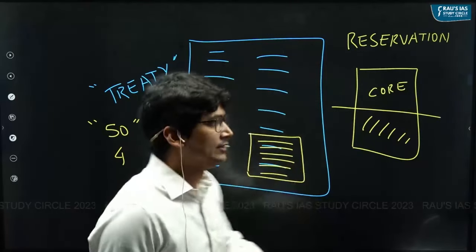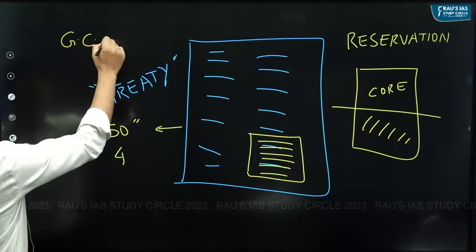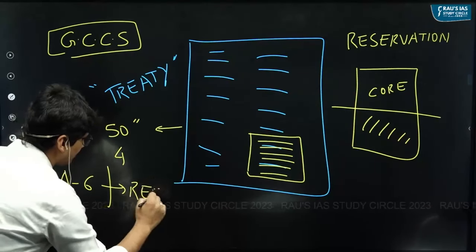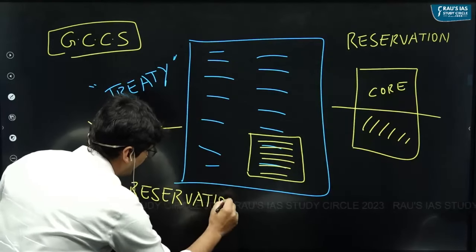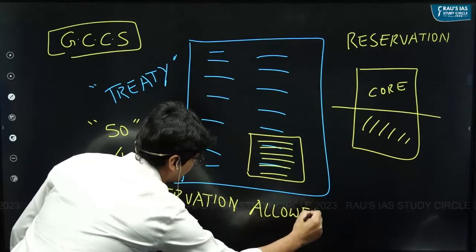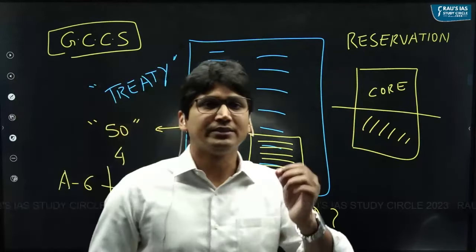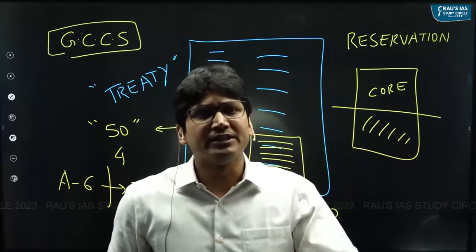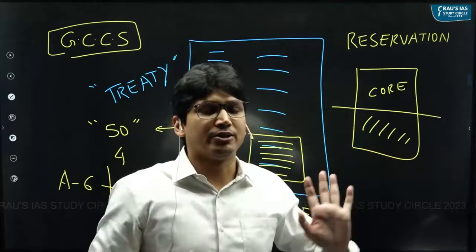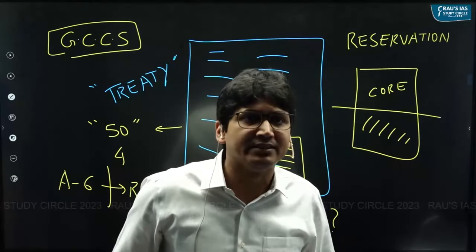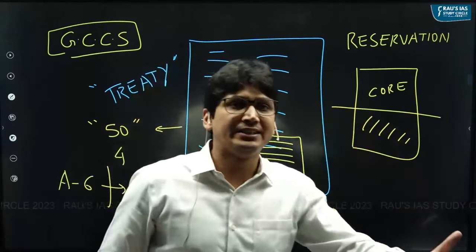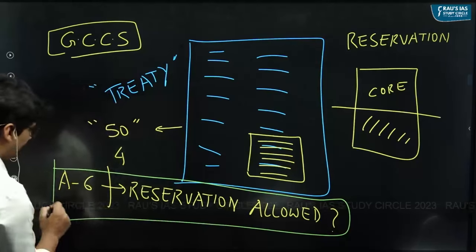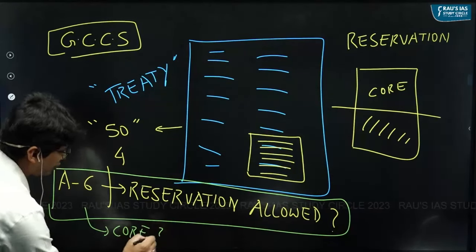Here, the question is that in this treaty, that is, in this Geneva Convention on the Continental Shelf, first, is reservation allowed under Article 6? Because Article 6 of this treaty talks about the equidistant method to determine the continental shelf. The question is, can Germany say, "No, I will not agree to this part of the treaty"? Or could Germany have said this? Another way of asking is, can we say that Article 6 of this Geneva Convention on the Continental Shelf is the core part of the treaty, from which derogation is not allowed?